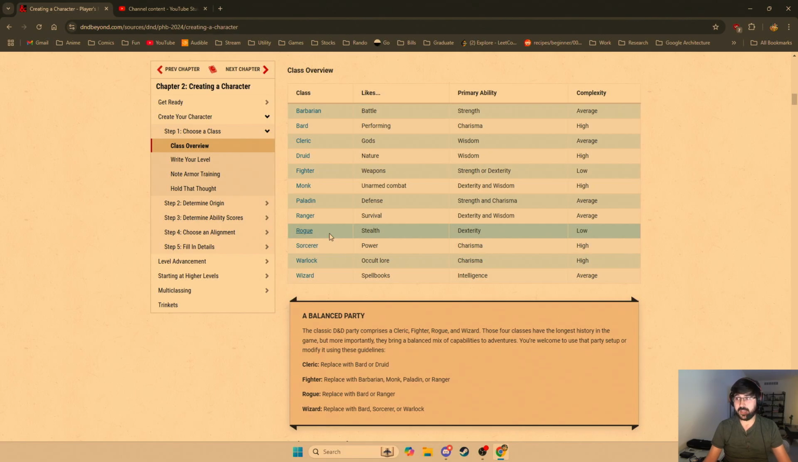The rogue is the keystone class in many longer running campaigns. But they start off a little weak, in my opinion. Not saying that they're bad. They are very good, even starting out. But again, you have to work at it and be a little creative to get the full value out of them.